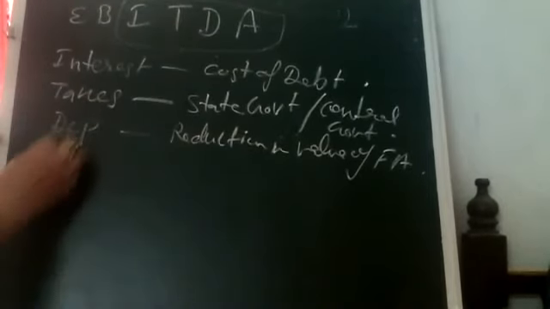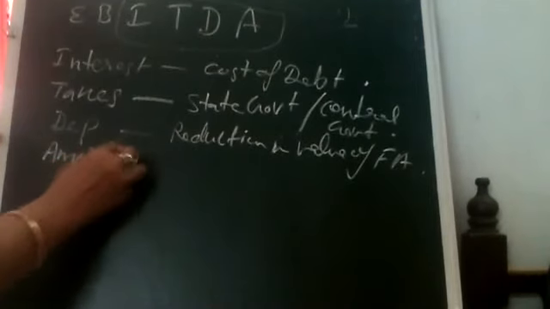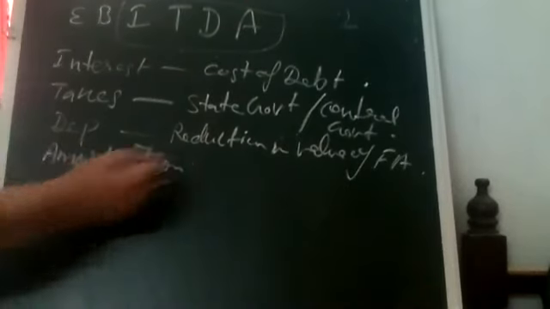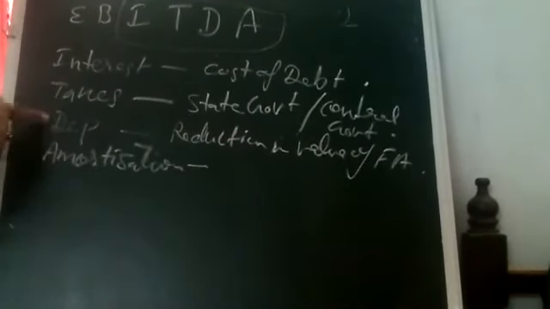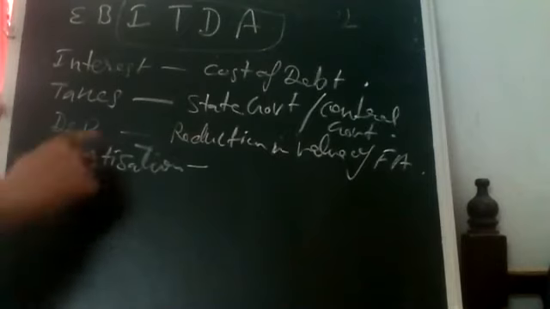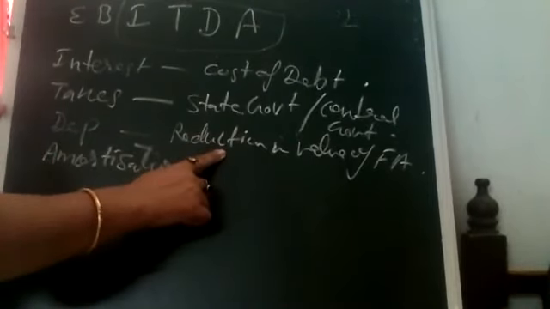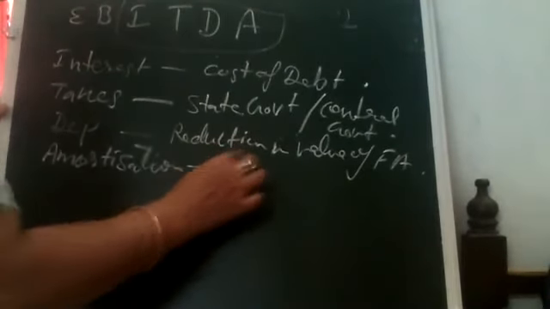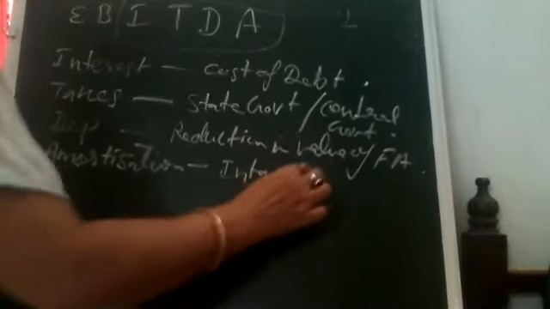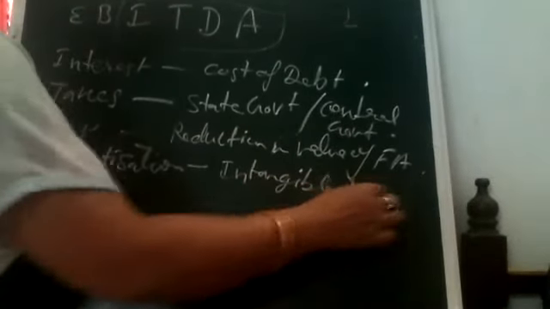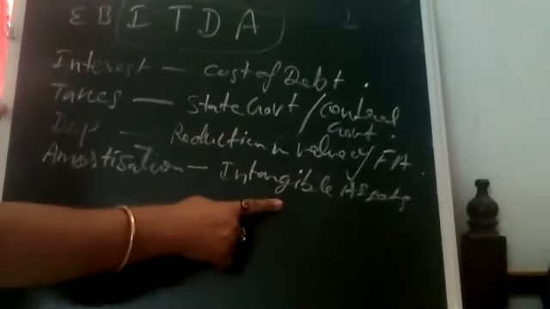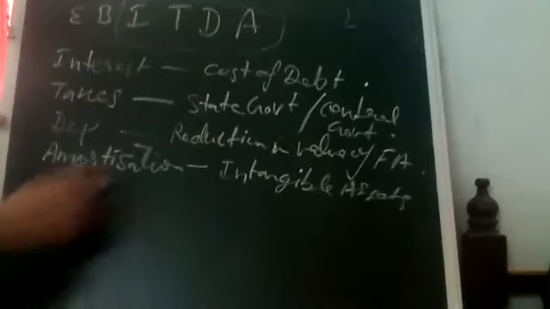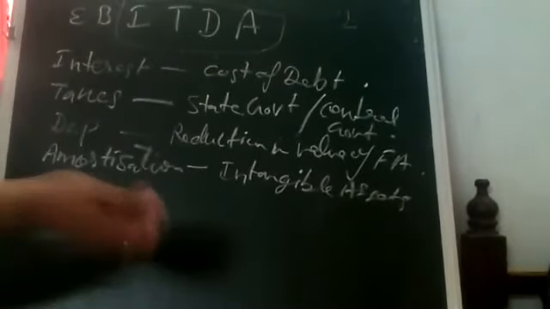Next term is amortization. What is this amortization? Amortization is just a similar term to depreciation. Actually, depreciation is used for tangible assets, but amortization is used for intangible assets. Whenever intangible assets lose their value, okay, then it is called amortization. For example, patent, copyright, trademark, all these things.